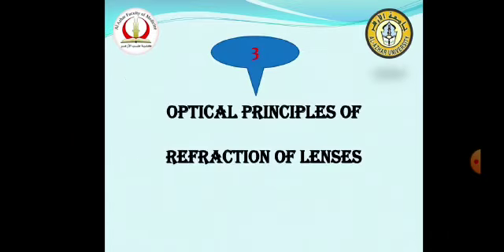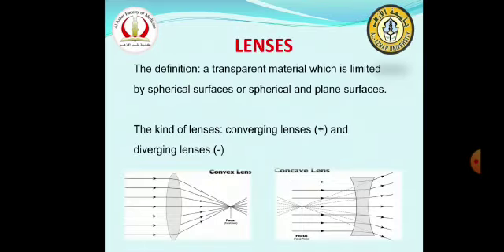Optical principles of refraction of lenses. The lens is a transparent material which is limited by spherical surfaces or spherical and plane surfaces. The kinds of lens may be a convergent lens or a divergent lens.